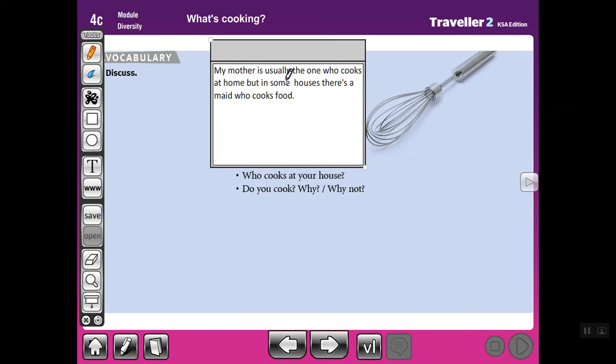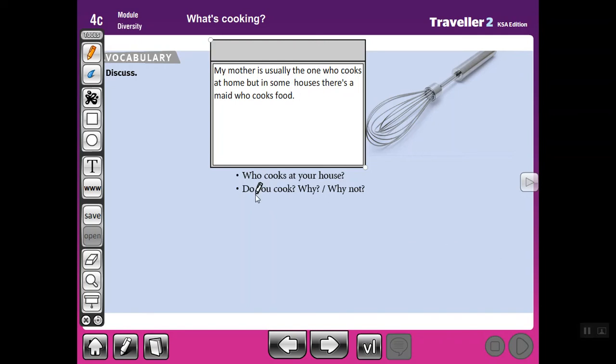My mother is usually the one who cooks at home, but in some houses there is a maid. A maid here is usually a woman that you hire and pay money to clean the house and cook your food. This is a maid who cooks your food.